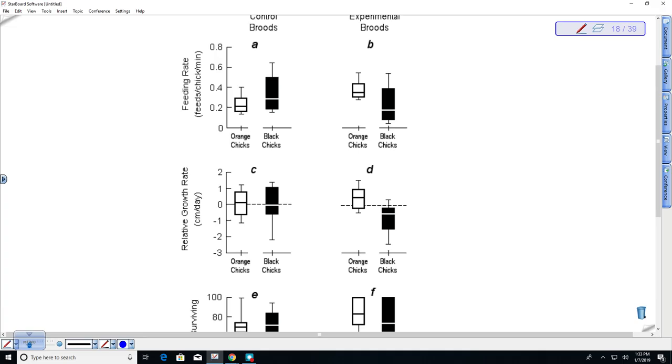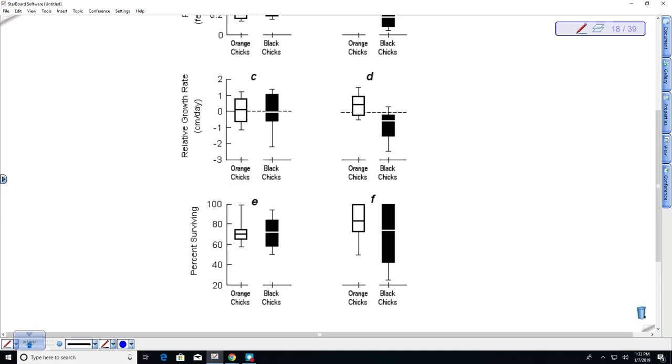So if there's only black and orange chicks, the survival rate is the same, right? There's no significant difference, but you notice there still is a lot of variation. It's kind of weird that there's so much variation in survival rate. It might be the handling of the chicks. I wonder if you would want to try to handle the orange chicks as much as you do the black chicks. But it looks like there's a little bit more variation in percent surviving for the black chicks and the orange chicks.